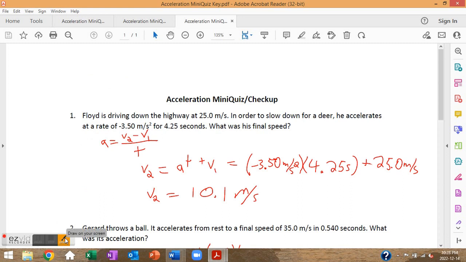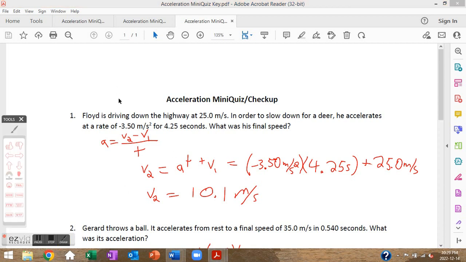All right, so we're going to take a quick look at a few questions here. The mini quiz slash checkup bit and mini quiz 3. I'm just going to go through the key really quickly, and then I'll work some examples for mini quiz 2.